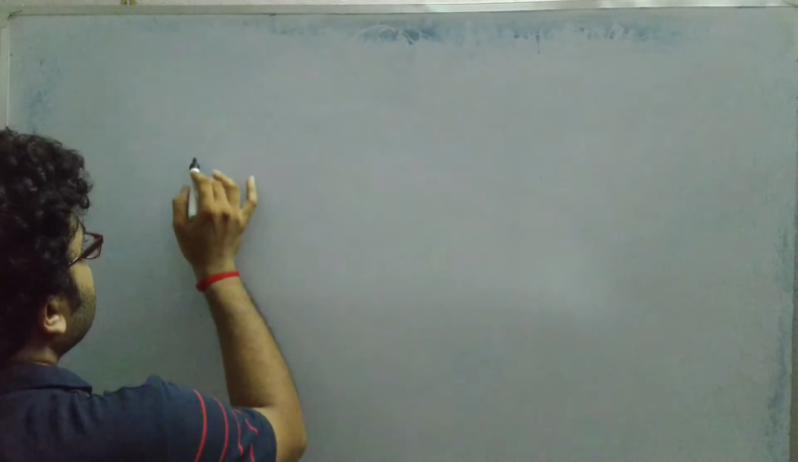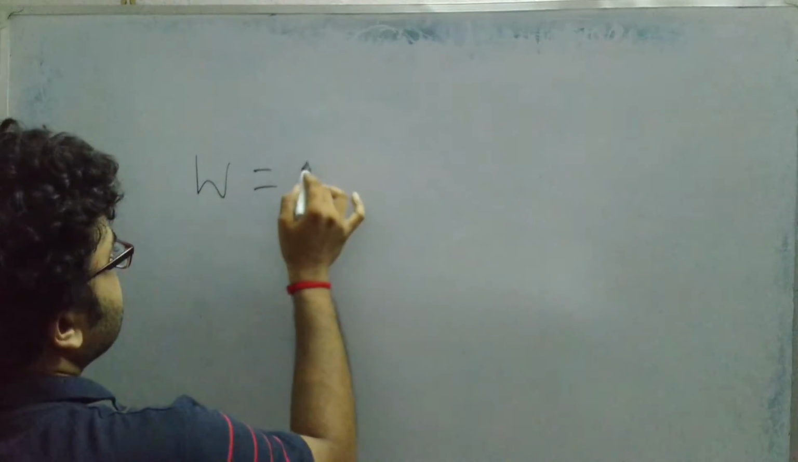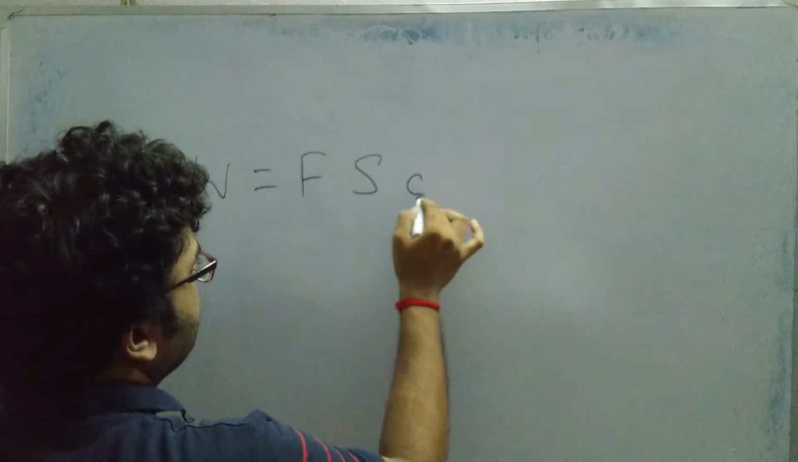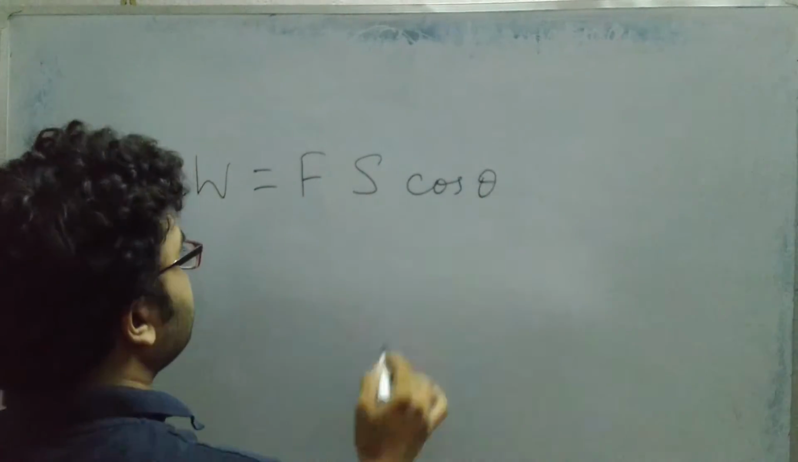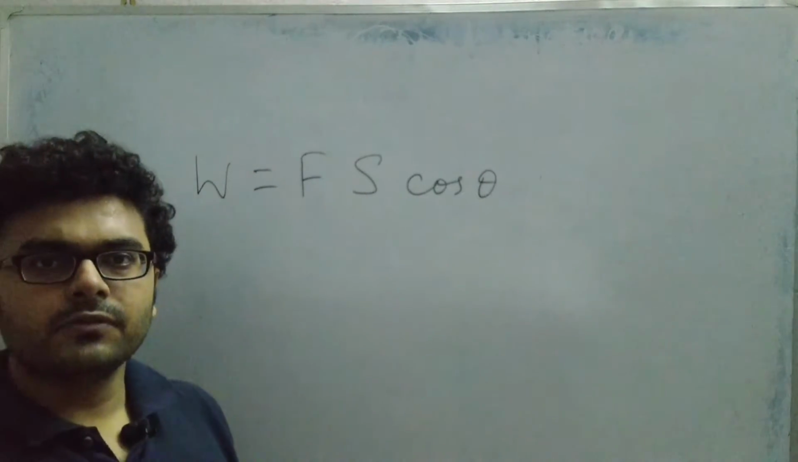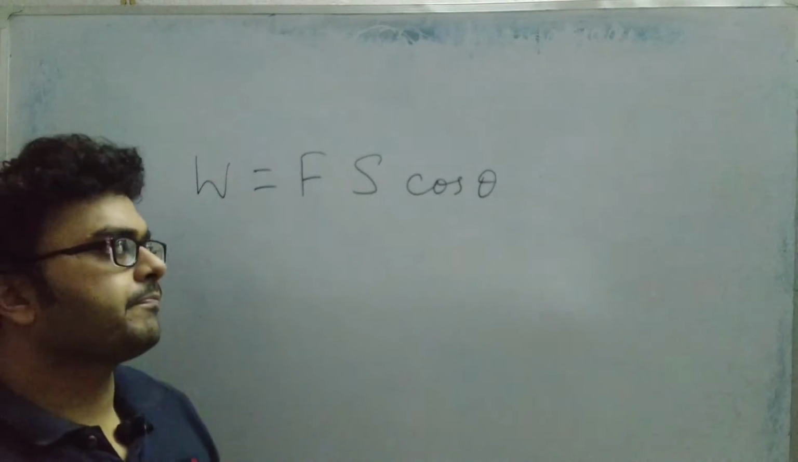We have seen that the formula for the work done by a body is force into displacement into cosine of the angle between the force and the displacement. So this was the formula for work done by a body.